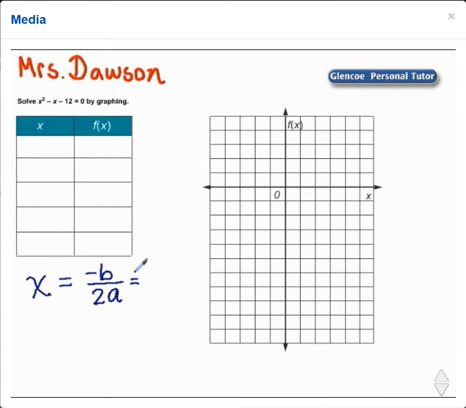In this case, the b value is -1, so the opposite of -1 would be 1, and the value for a is 1. So 2 times 1 gives us 2. So the axis of symmetry for this parabola is at the vertical line of x equals 1/2. So at x equals 1/2, we'll put a vertical line.